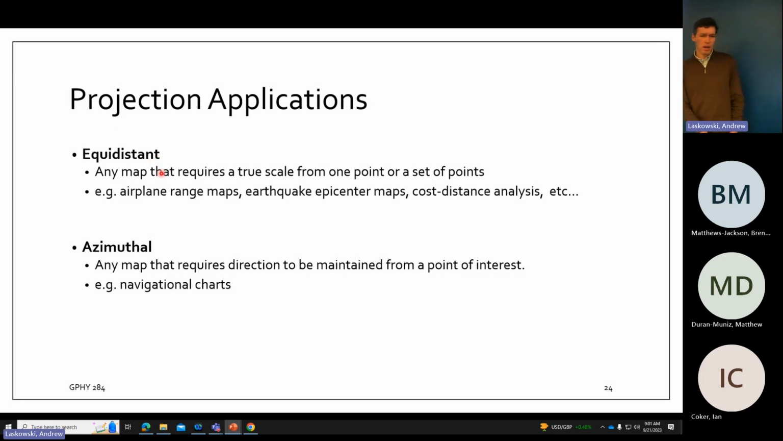Navigational charts, especially of the polar latitudes, might use an azimuthal projection. It's pretty uncommon that you'd actually have an application for this, but you do have a lab in which you will use an azimuthal projection to make a map of the polar regions.